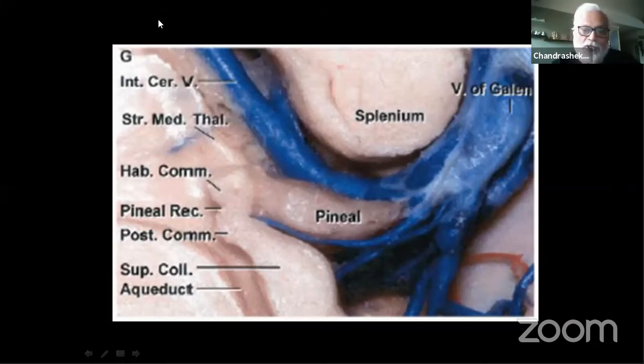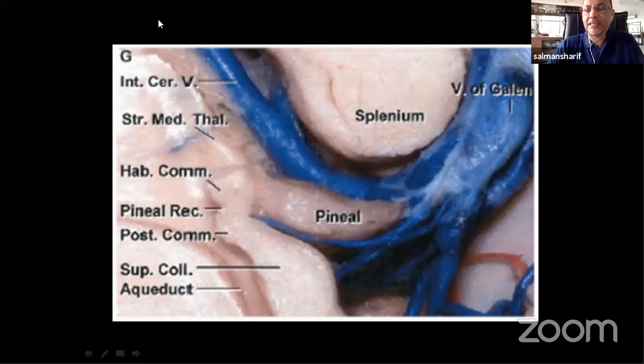Sorry, I didn't get the question properly. What happens with the hypothalamic injury? No, the question is, could the symptoms that you described for hypothalamic lesion be seen after an ETV?